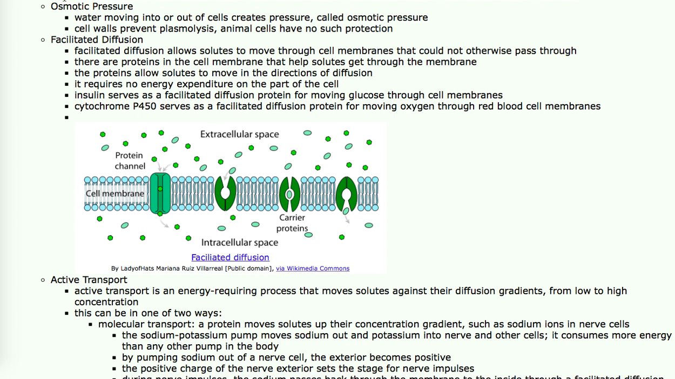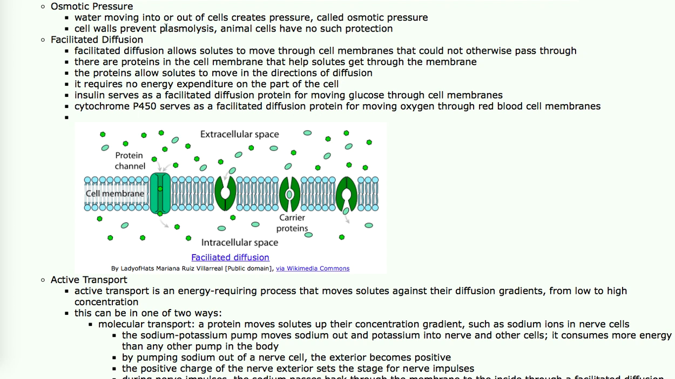Now, water moving from one place to another in plants can create pressure. We call that osmotic pressure. So water moving in and out of cells creates pressure. If a cell wall is present around the cell, that can resist pressure, and that can prevent the lysis of a cell. But cell walls actually don't prevent plasmolysis.